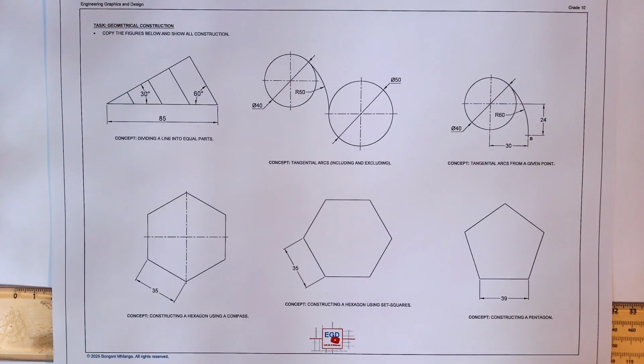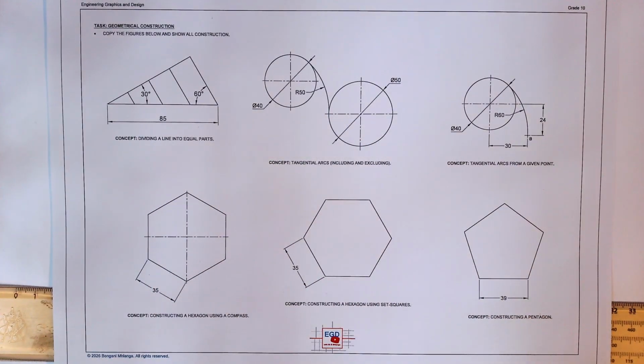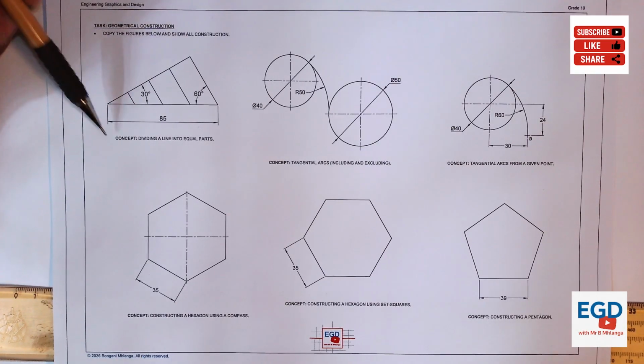In this video, I'll just go through these concepts. As you can see on the screen, I have 6 concepts here. These are very important. They fall under geometrical construction. So I'll start with the first concept there, which is dividing a line into equal parts, right?